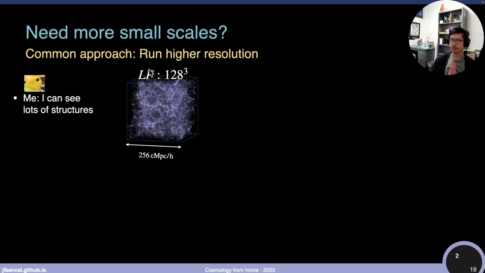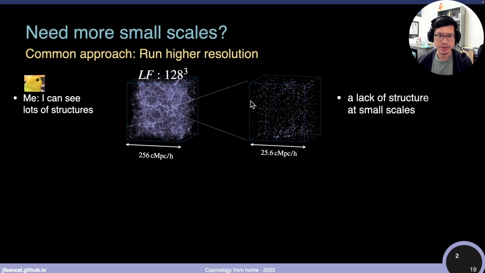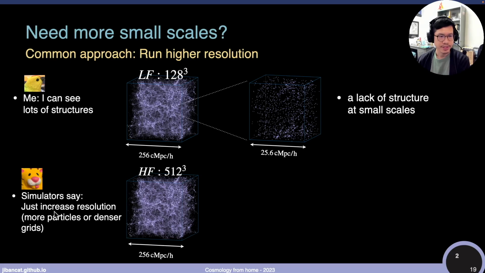Let me start this talk by asking: when we are running simulations and we want more small scales, what do we do in this situation? When I just started, I didn't realize that this simulation box doesn't mean anything at small scales. When you zoom into a smaller region, you can see it lacks structure at small scales, even though I'm running a region 10 times larger. So I asked simulators what to do, and the answer I always get is: just increase the resolution.